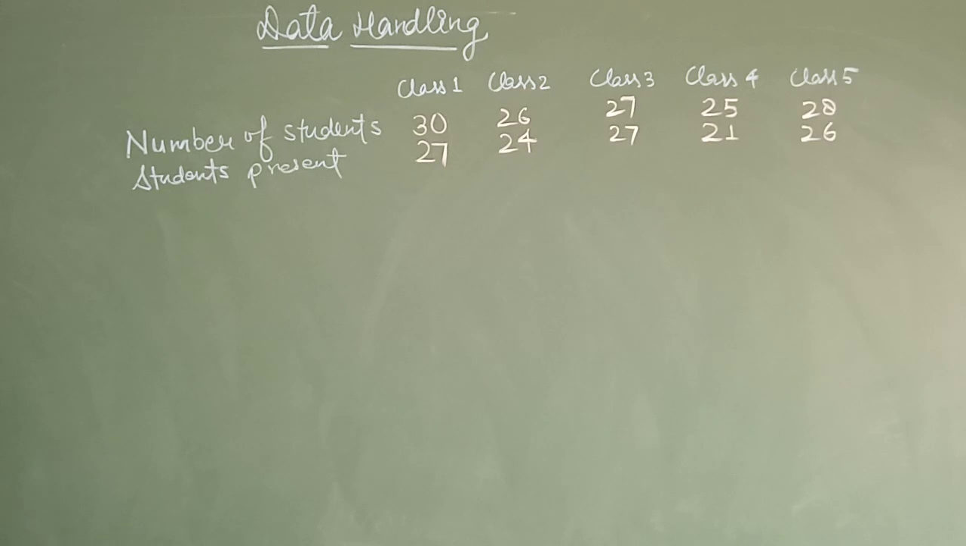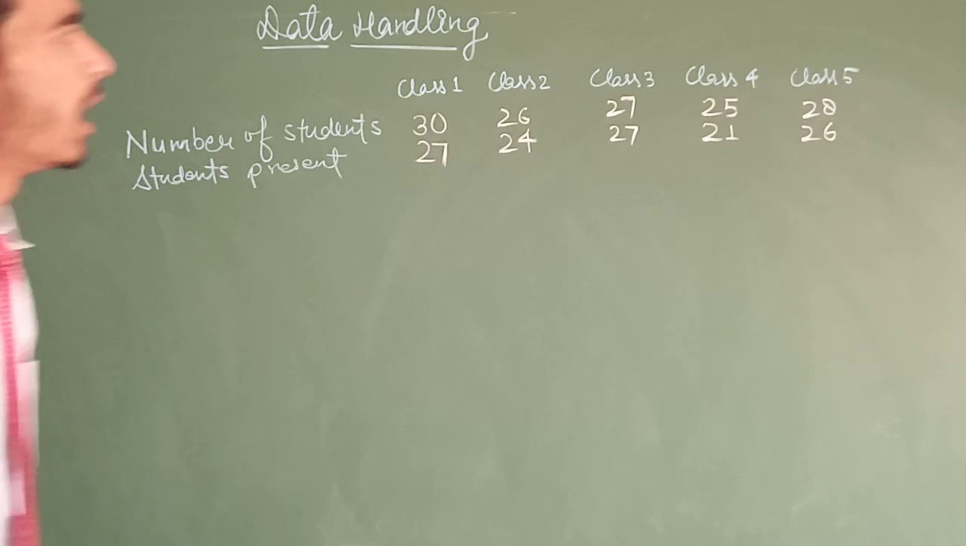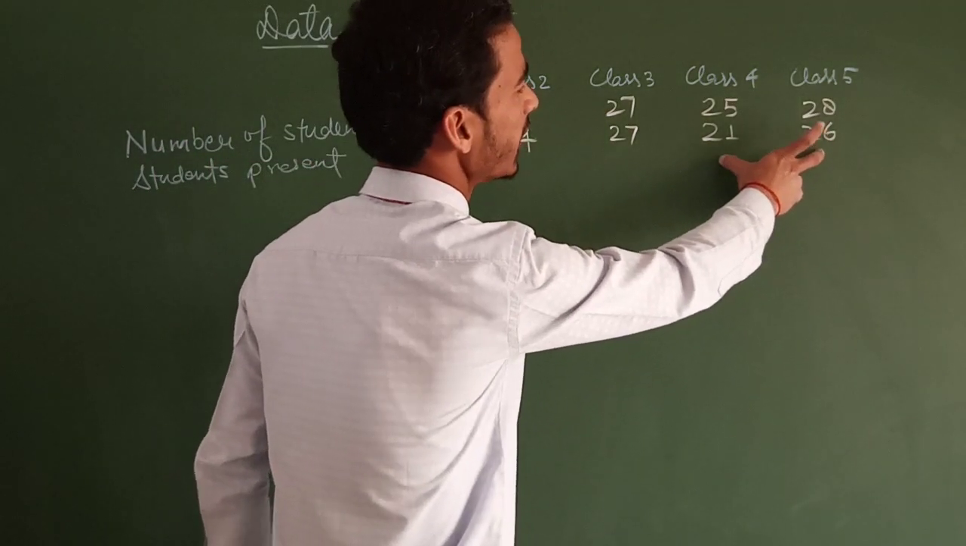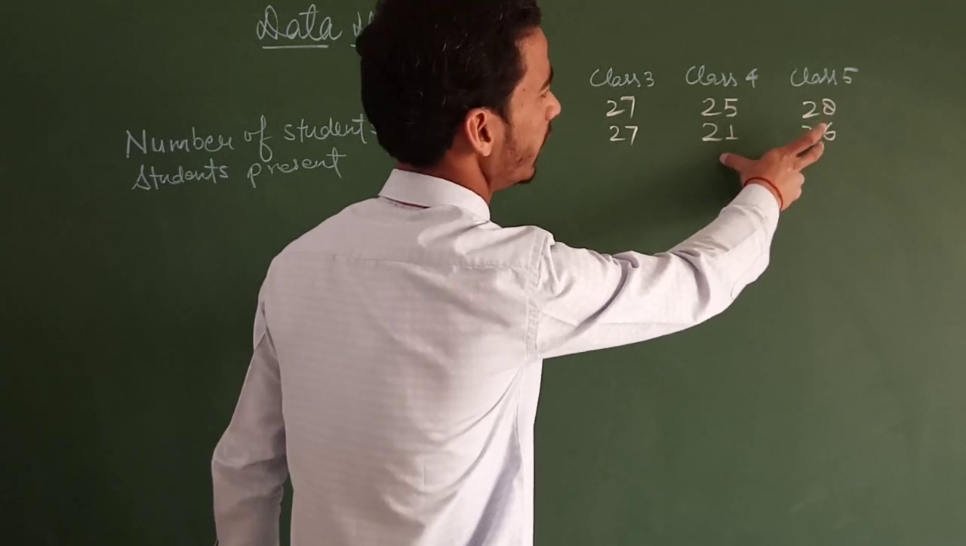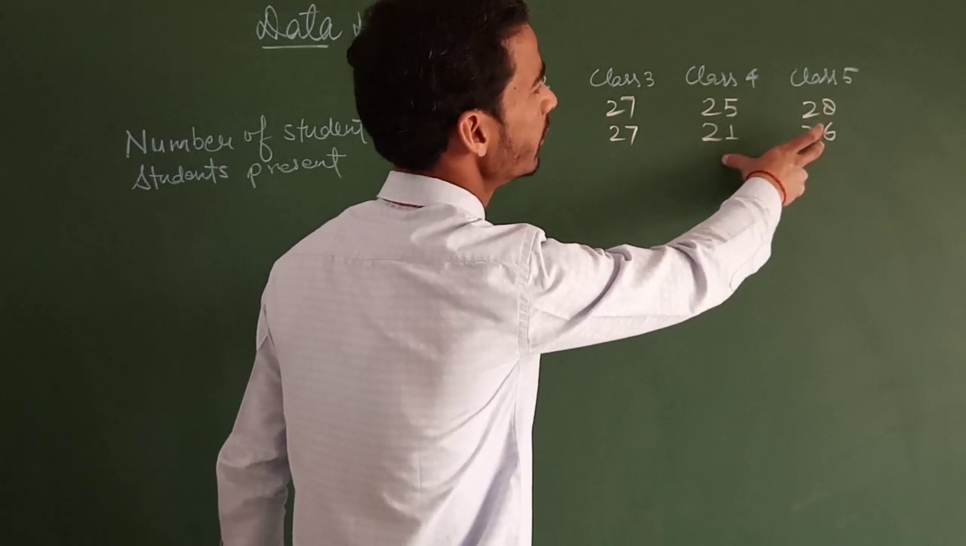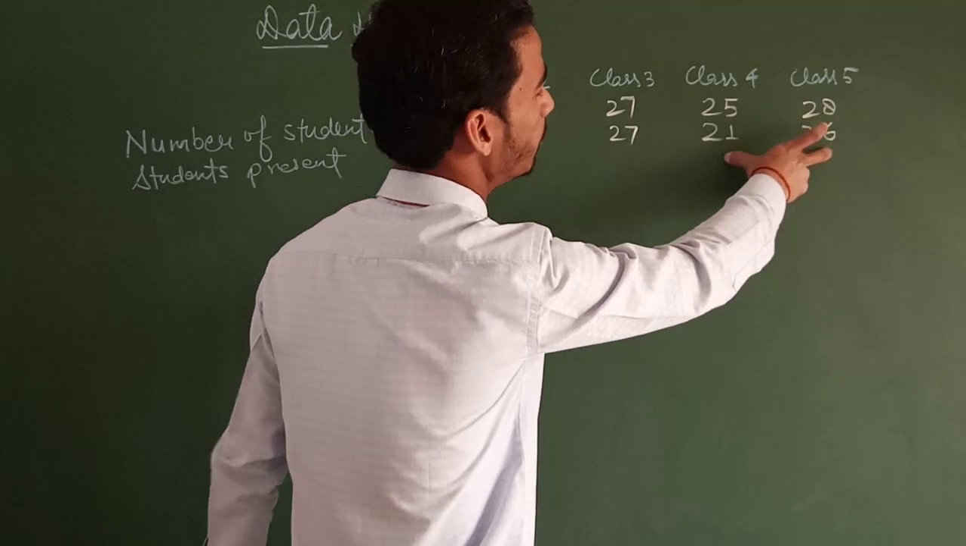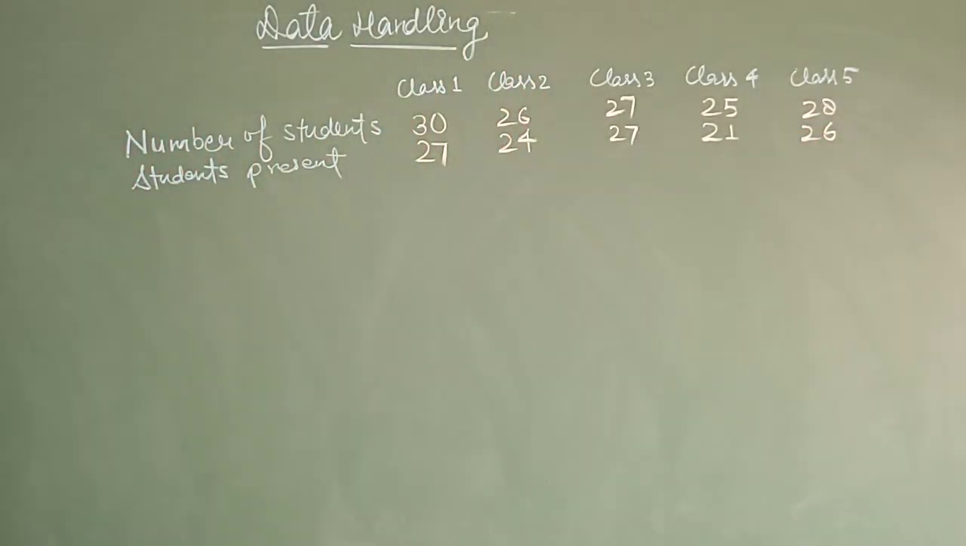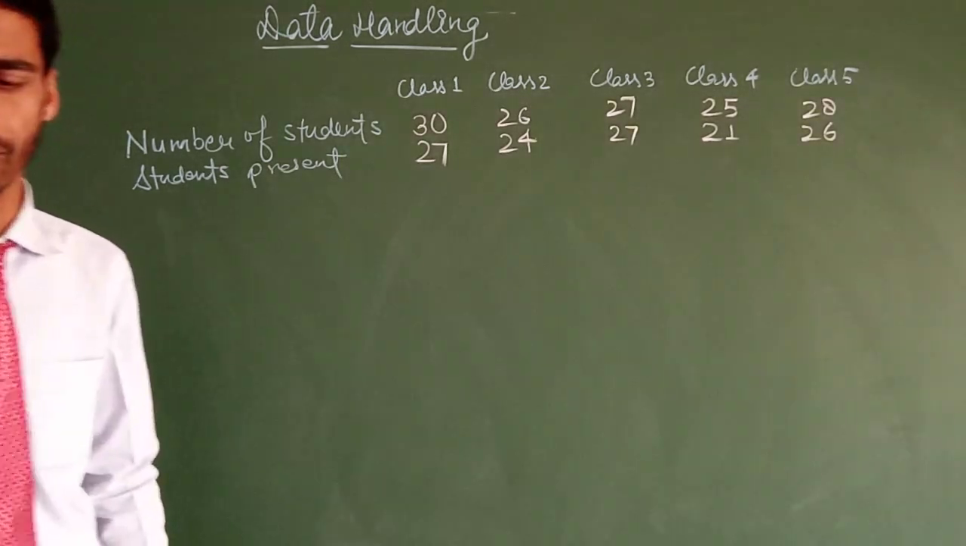Now, how many students are present in classes 4 and 5? In class 4 there are 21 students and in class 5 there are 26 students. When we add them, we get 47 students. So there are 47 students in class 4th and 5th.